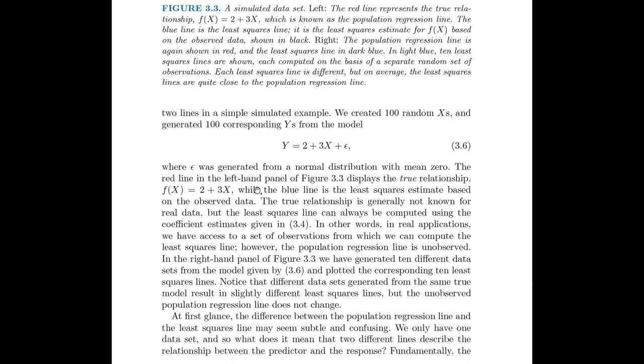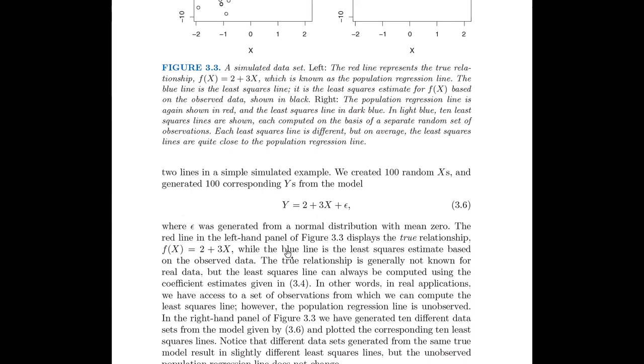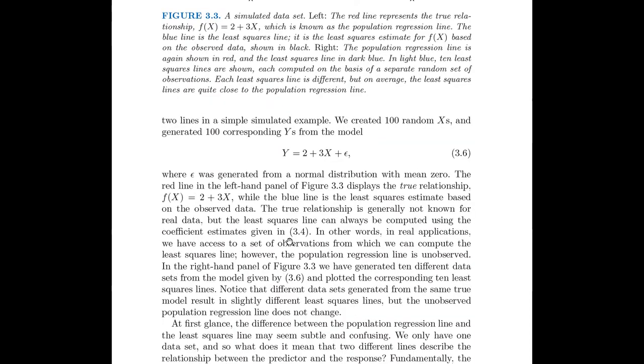The red line in the left-hand panel is the true relationship. The blue is the fitted relationship. The true relationship is generally not known. That's the whole point of modeling in the first place for real data. If you knew it, then there's no statistical learning to apply. You know everything once you know the true relationship.